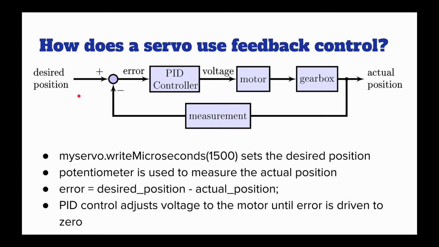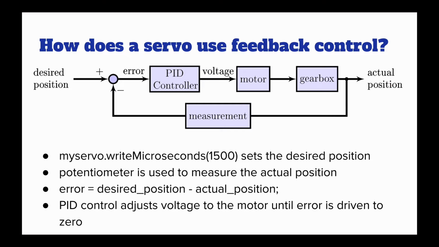So again, specifically for a servo, we have some desired position. We use servo.writeMicroseconds to tell the servo where we want it to go. And then it uses a potentiometer to measure where it actually is. And so it measures the error between desired and actual position, uses a PID controller to send a voltage to the motor, which turns the input to the gearbox. The output of the gearbox is the actual thing at the end of the servo that we're moving, that's also connected to the potentiometer, and that process continues until the error is driven to zero.